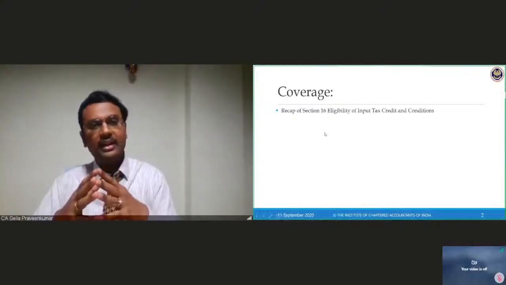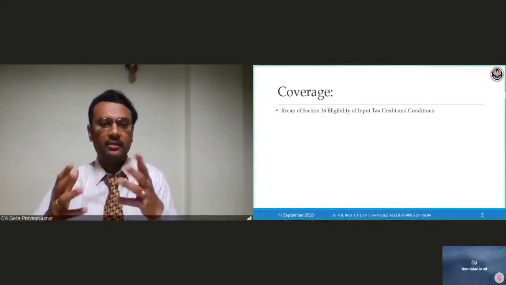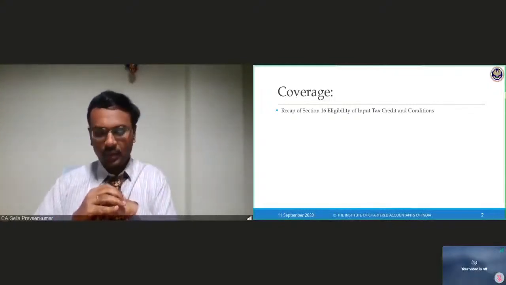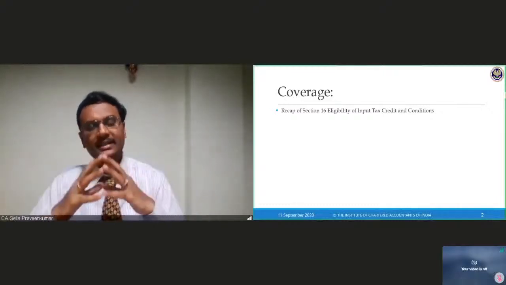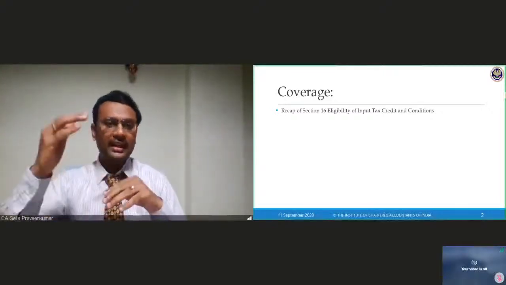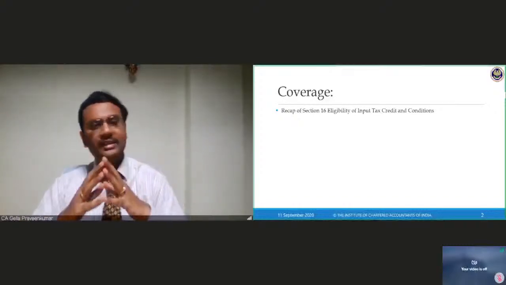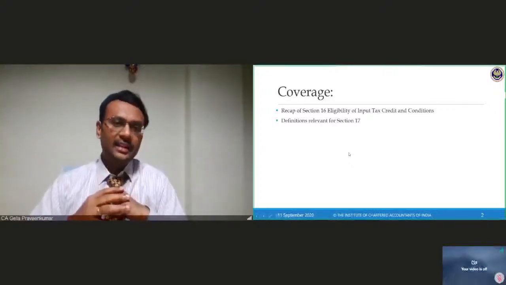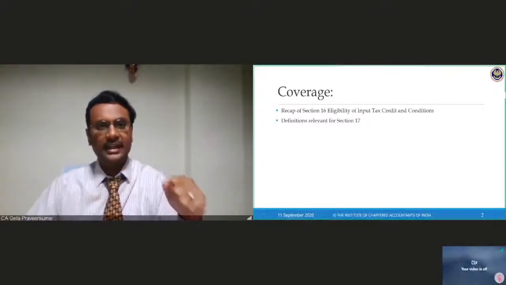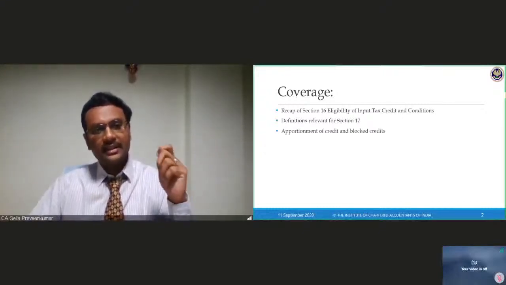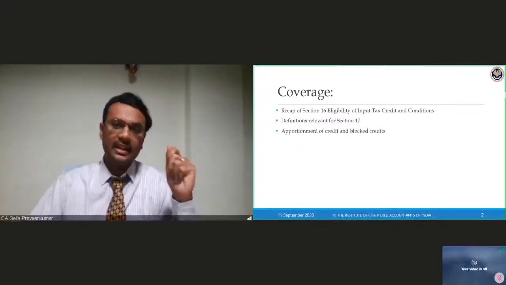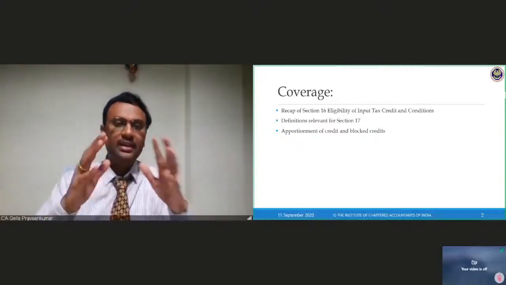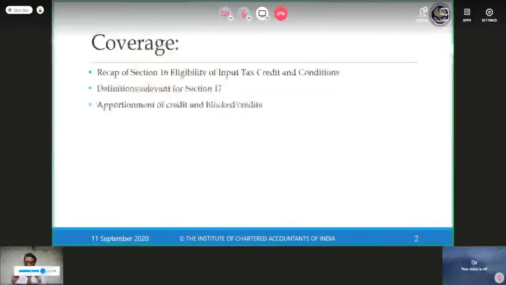We understood what input tax credit is, how it works, and what the conditions prevailing in relation to section 16 are. In today's session, we will start with a basic recap of section 16, what all conditions are there, and have an overall glance through this section. From there, we will move on to a couple of very important definitions under section 17. Then we will start our discussion for today, that is apportionment of credit and block credits. This is the hard-bone topic in chapter number 8, which deals with blocking of credits.